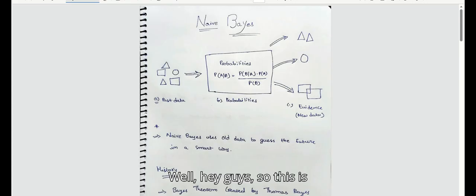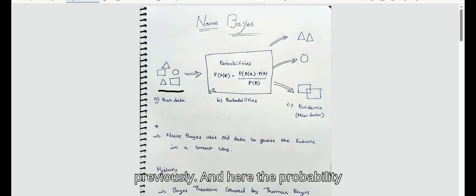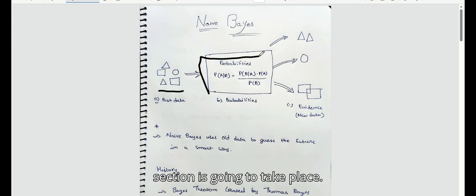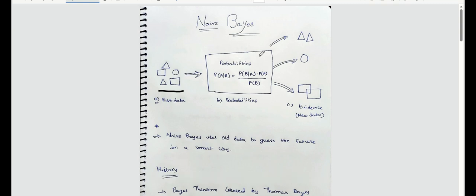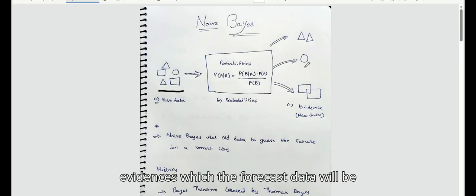Well, hey guys, so this is the notepad theme. Let's view here. This one is the past data, some of the data which you have previously. And here the probability section is going to take place. After that, there will be the evidences, where the forecast data will be. With this diagram, we can understand how naive Bayes takes place in real time scenarios. Naive Bayes uses the old data to guess the future in a smart way.